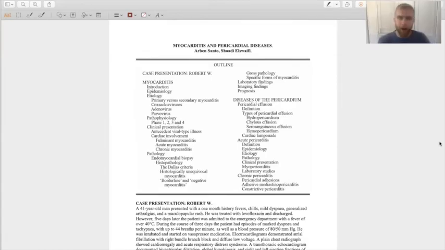Myocarditis and pericarditis. Itis meaning inflammation, so inflammation of the myocardium or the pericardium. Now, myocarditis is going to present bimodally in young adults and then again in older adults. And then pericarditis is typically a disease of the elderly.